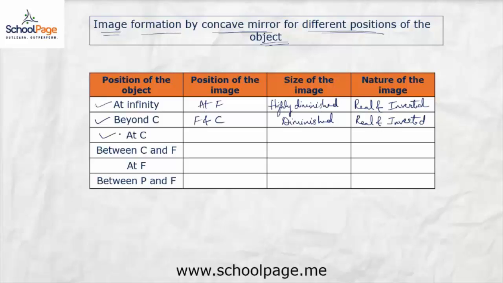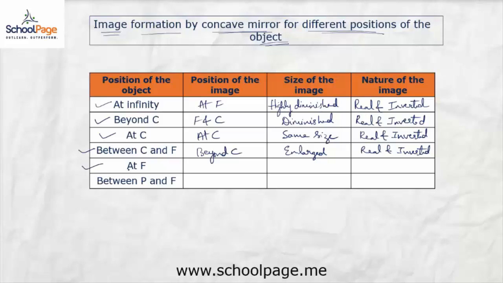When the object was placed at center of curvature, the position of the image formed was at center of curvature. Size of the image was the same size as that of the object, and nature of the image was real and inverted. And when the object was placed between center of curvature and focus, the position of the image was beyond center of curvature. Size of the image was enlarged than the object, and nature of the image was real and inverted.